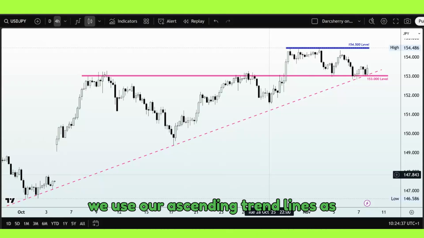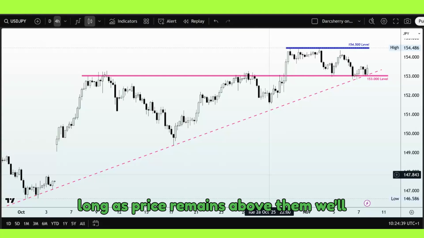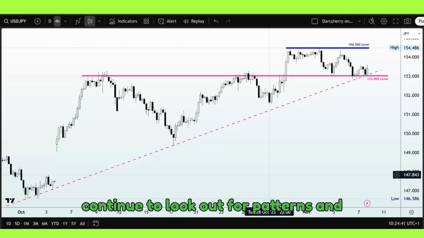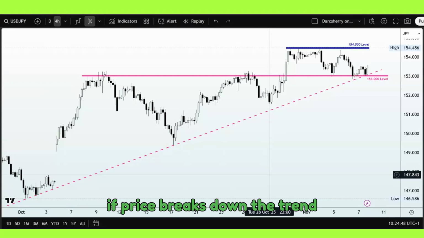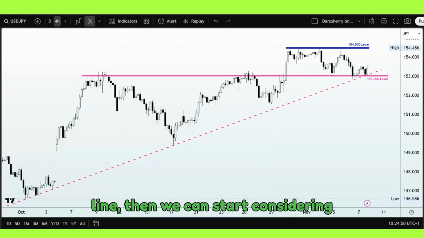And you know how we use our ascending trend lines. As long as price remains above them, we'll continue to look out for patterns and structures that support buying ideas. But if price breaks down the trend line, then we can start considering selling.